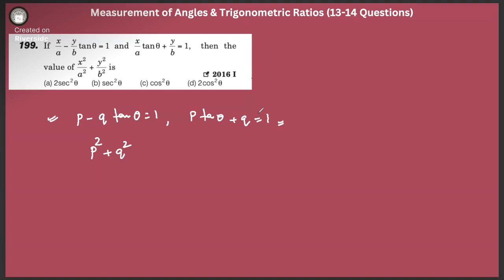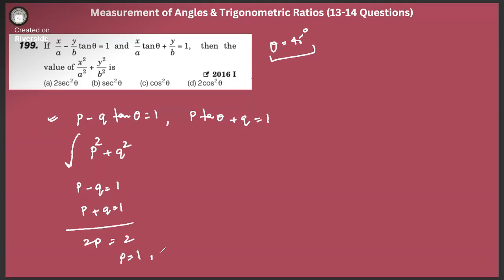Yep, absolutely. On both sides I got x square by a square and y square by b square, and I got the answer as 1, sir. Okay, good. So let's go with that method. Let's put theta equal to 45. So this becomes P minus Q equal to 1 and P plus Q equal to 1. Adding, 2P is equal to 2, P is equal to 1 and Q is equal to 0. So P square plus Q square will give us 1.